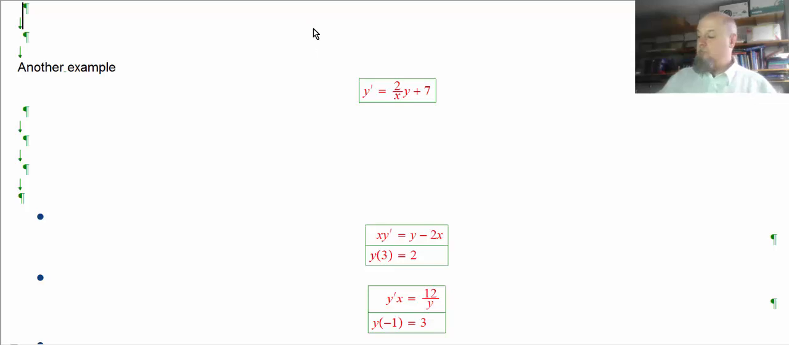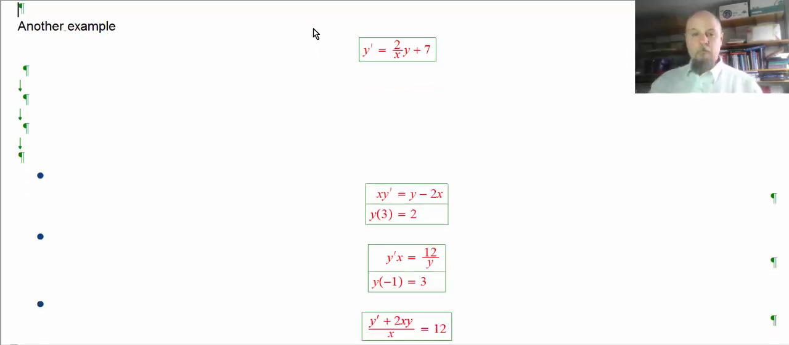So here's, I got y prime, move that up. Y prime equals 2 over x y plus 7. First, I recognize it as first order because it's only got a y prime, and it is linear because it's a linear combination of y and y prime, but it's not in the right form yet. We're not ready yet for this. So I need to move this piece over to the other side. Now it's in the right form. Y prime plus py equals q.